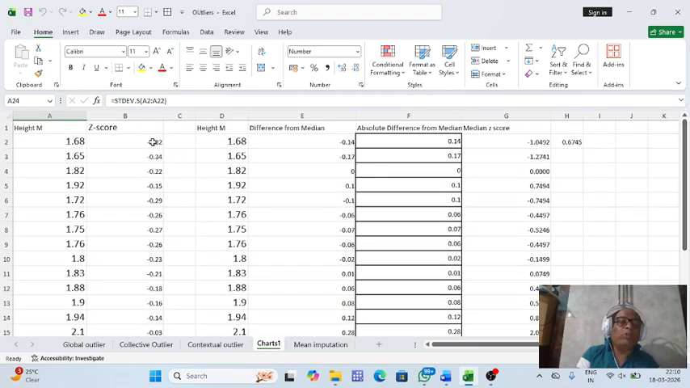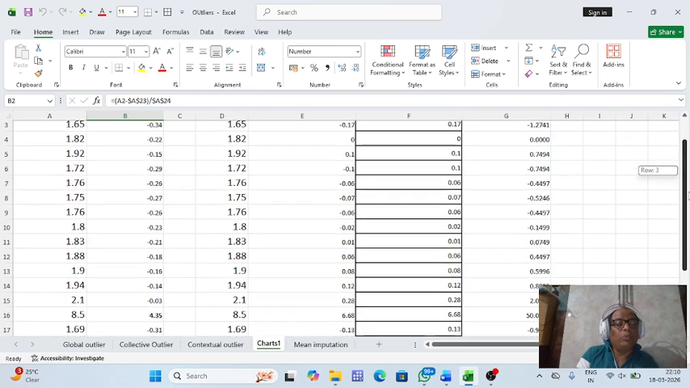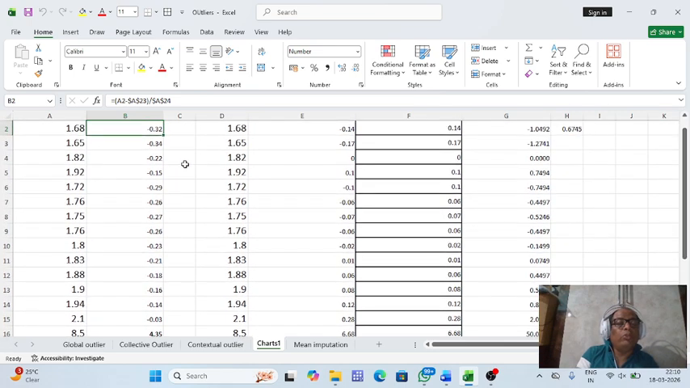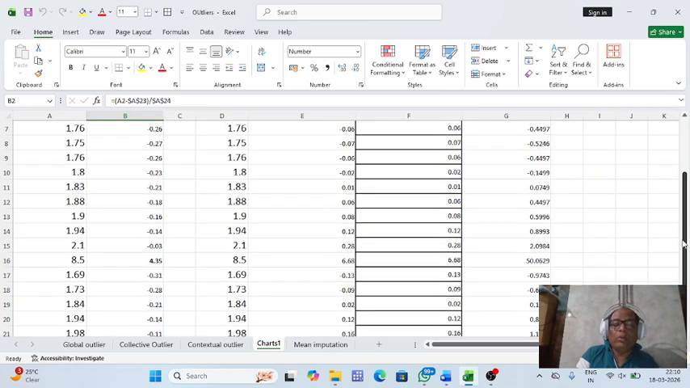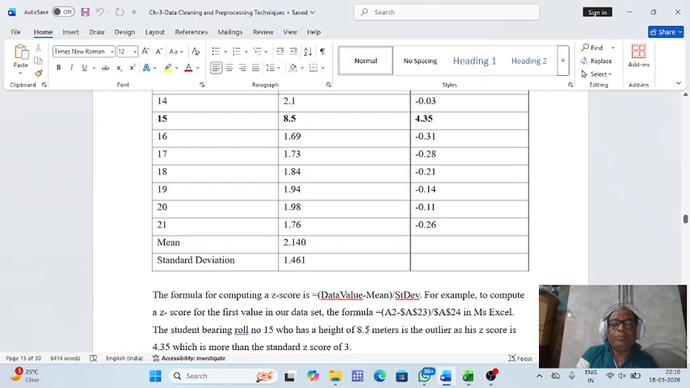Then you can calculate the Z value. How to calculate? Again, you have to put the formula: A2, the value, minus the mean A23, divided by A24. By this method, you will be calculating the Z value, and it is 0 minus 0.32 like this. When you scroll it down, you'll get this value.